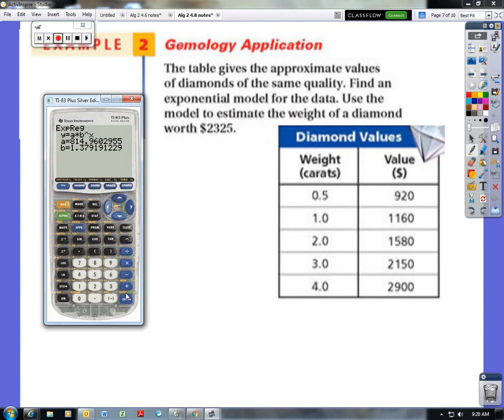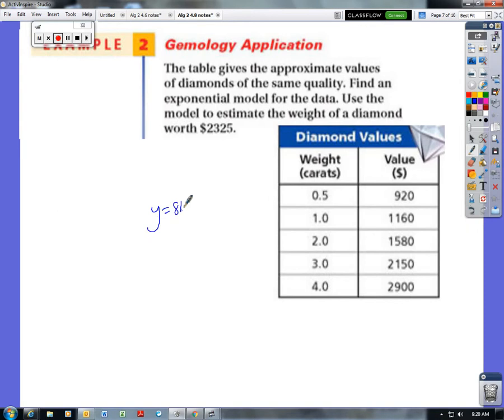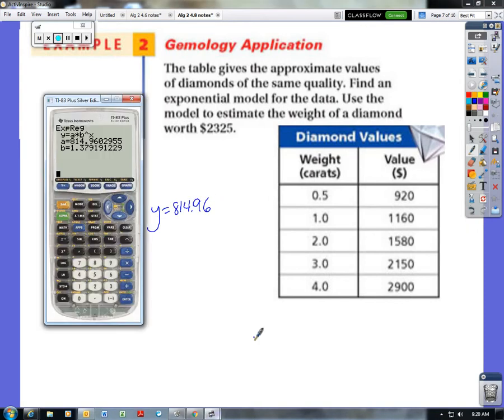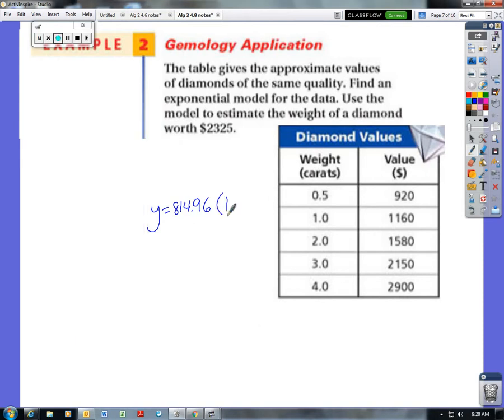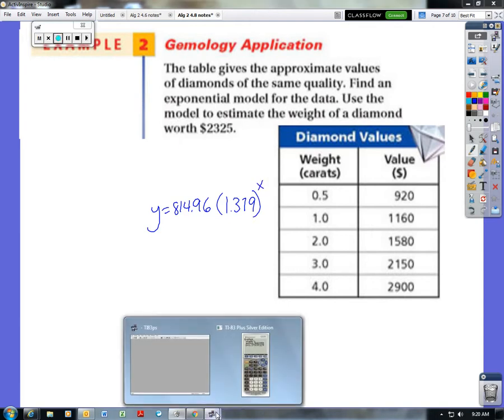So we've got 814.96 is the A value, so y equals 814.96 times the base, 1.379. I'm going to go out to 3 decimal places. 1.379, put that in parentheses and then raise it to the x.